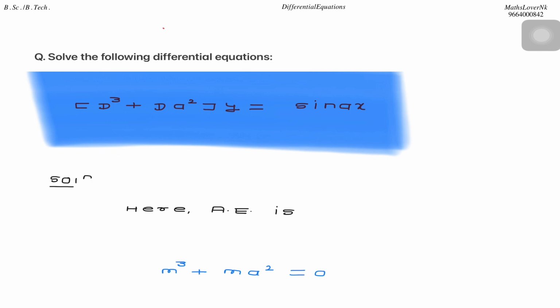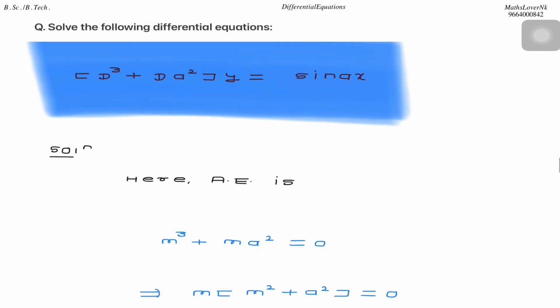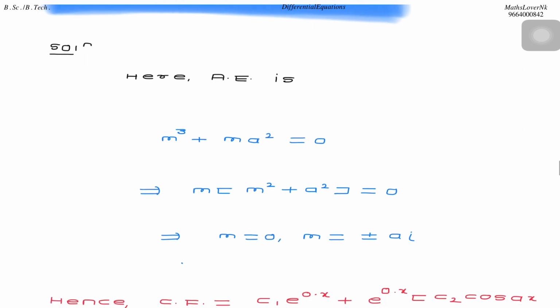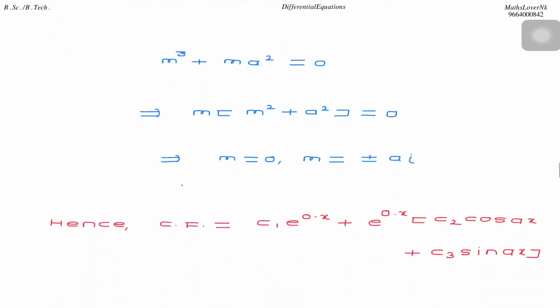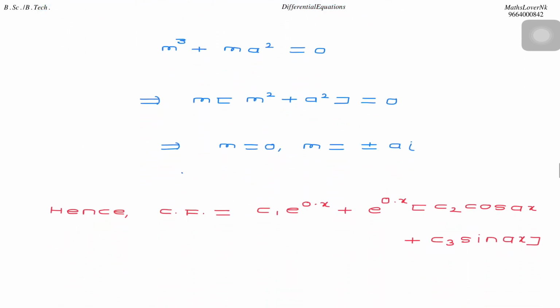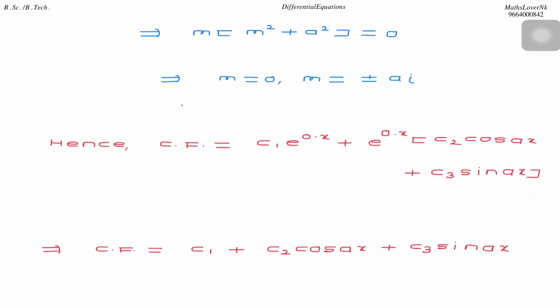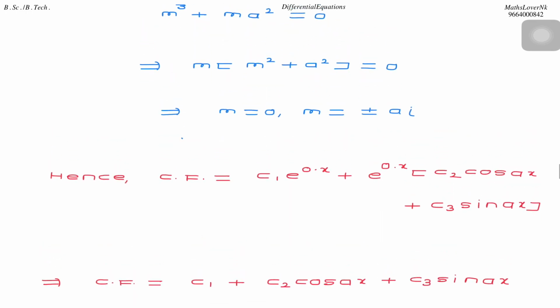At first, write down the auxiliary equation, that is, D = m, then m³ + a²m = 0. Take m out as common, then m(m² + a²) = 0. Now m = 0 and m = ±ai. When m² + a² = 0, we get m = ±ai. So it's a cubic equation, and we get three roots, in which one is real and two are imaginary.